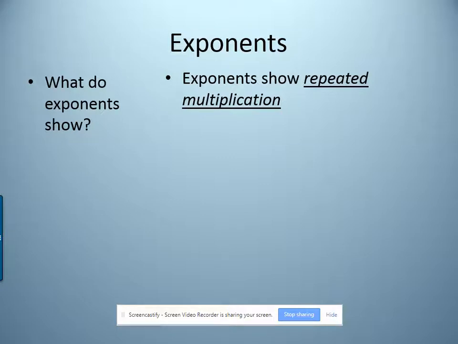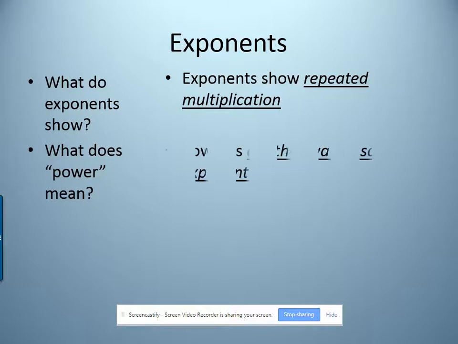So what does a power mean? I know sometimes you have probably heard power. This is to the second power. This is to the third power. What does power mean? Well, power is just another way to say exponents. It's just kind of like a nickname, the same way all of us have many different nicknames. Power is just another nickname for exponent.